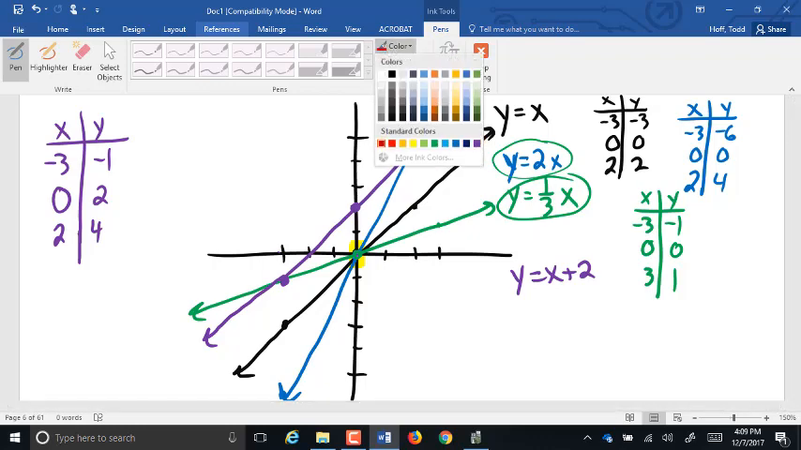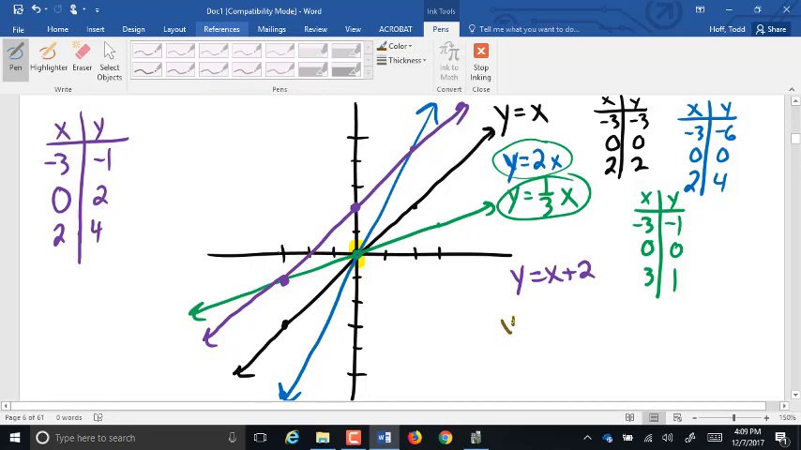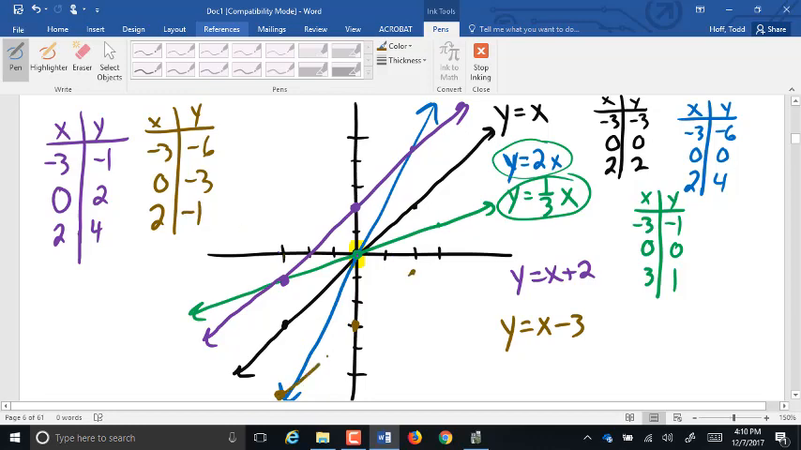Well, let's try. What do you think would happen if we did y equals x minus 3? Well, now if x were -3, what would y be? -6. So -3, -6 is down here. How about if x is 0? 0 minus 3 is -3, so right there. If x is 2, -1, so 2, -1 is right in there.